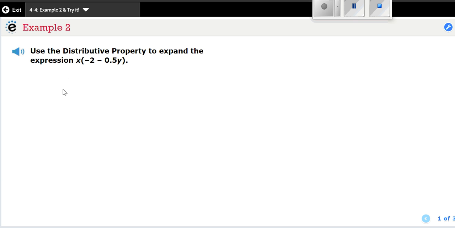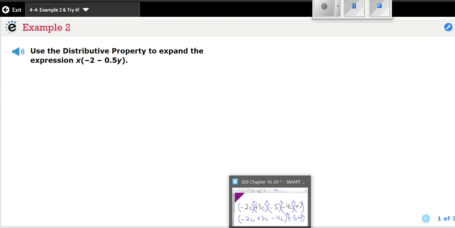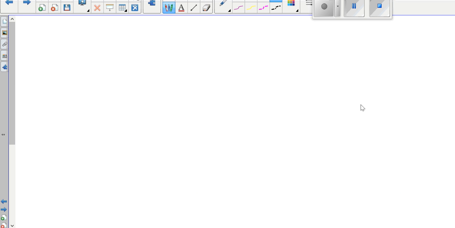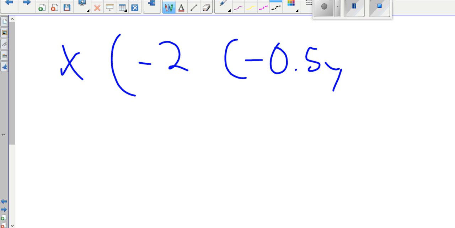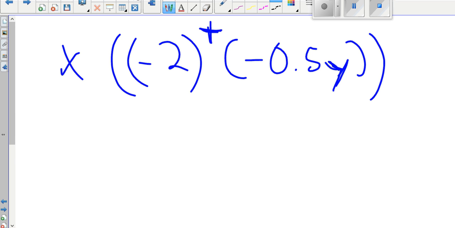So what do we have here? It says distribute this idea, x times the quantity -2 minus 0.5y. So to do this, we're going to do what we all love to do. We're going to use our terms. So we have our x and we have our -2, and right away I'm going to put parentheses around my second term within that parentheses, and I'm going to throw a plus sign up there because I put parentheses around everything, and that's important.